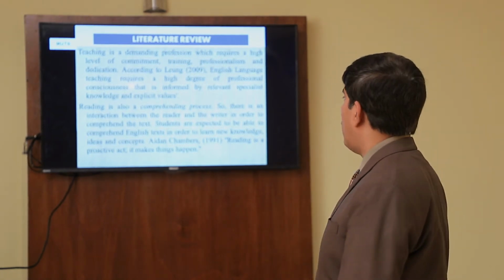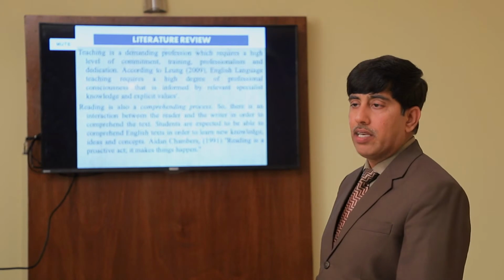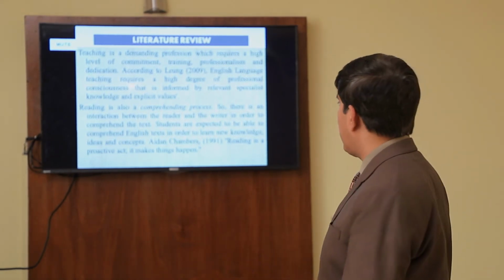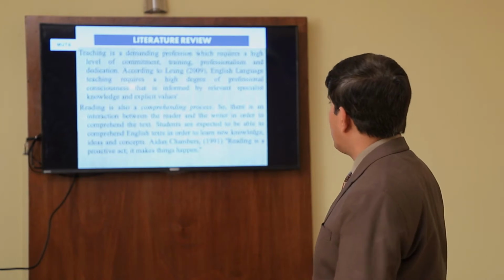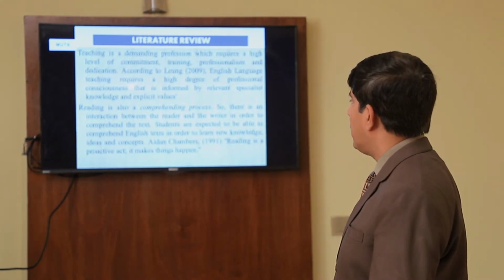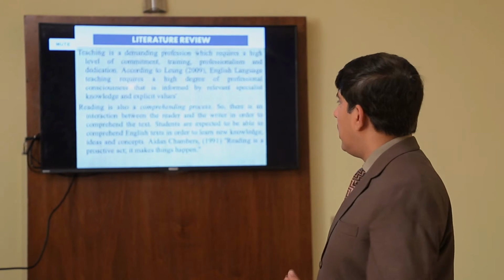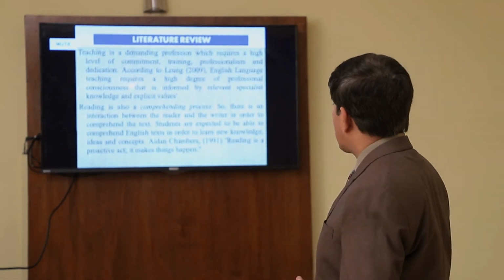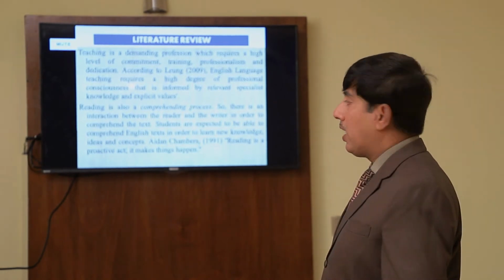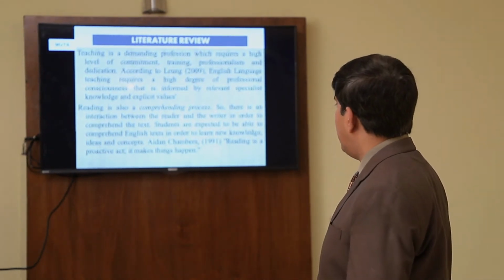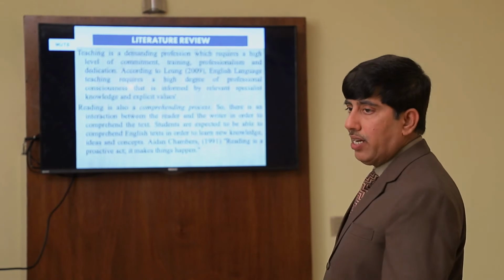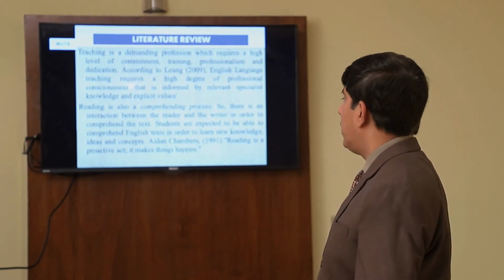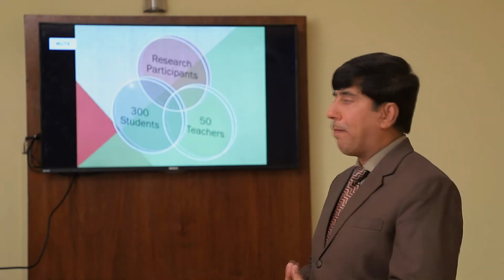Reading is also a comprehending process. As is the comprehension, so is the understanding and composing. So there is an interaction between the reader and the writer in order to comprehend the text. Students are expected to be able to comprehend English text in order to learn new knowledge, ideas, and concepts. Reading is a proactive act. It makes things happen.